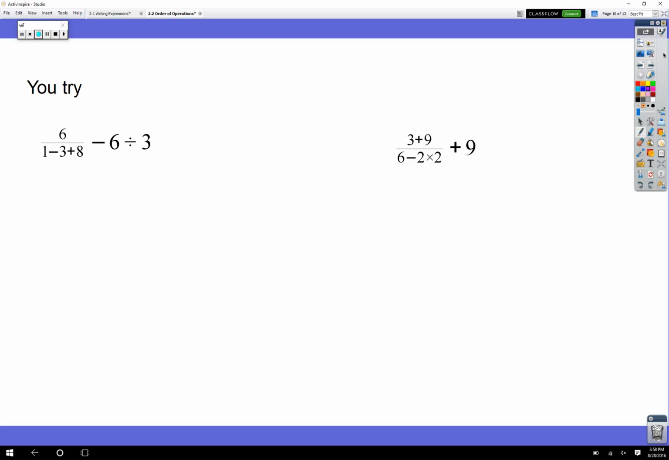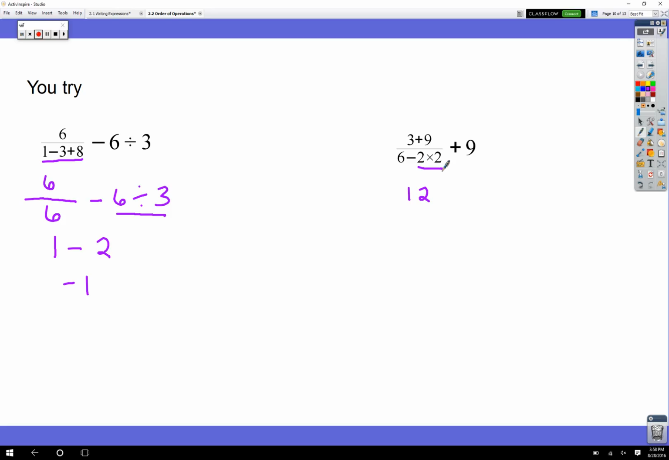Okay, I hope that you tried this on your own. I'm going to go through this quickly. First thing I'm going to do is what's on the bottom and top of the fraction bar. So I'm going to keep my 6. 1 minus 3 is negative 2, plus 8 is 6. And I'm going to write down the rest. 6 divided by 6 is 1. Minus, I can also do 6 divided by 3 in this step, which is 2, and 1 minus 2 is negative 1.